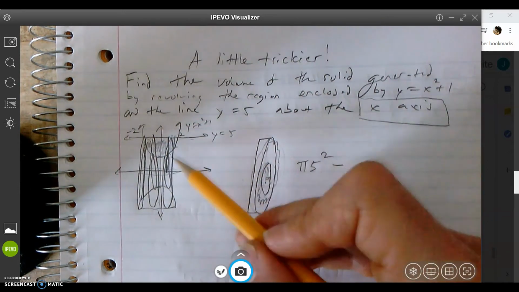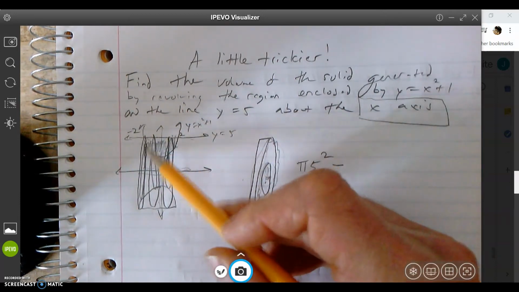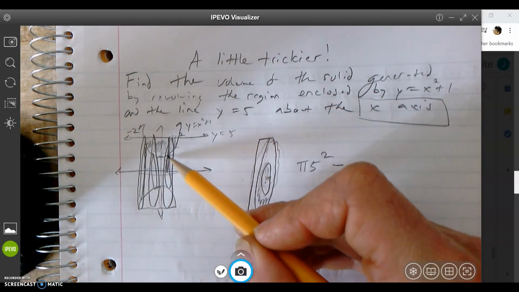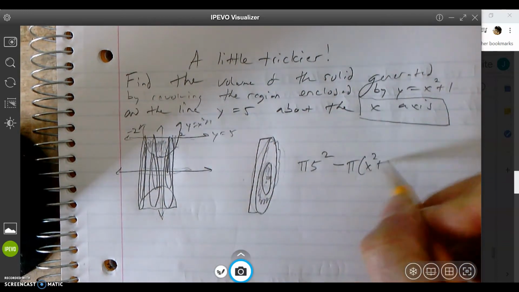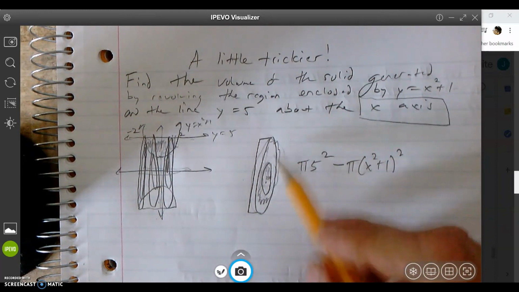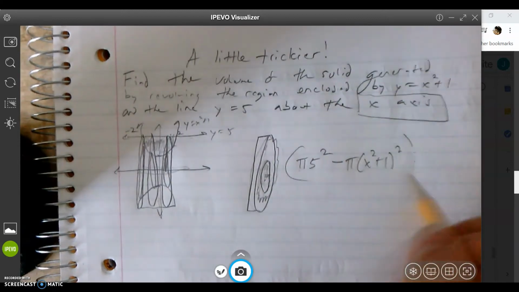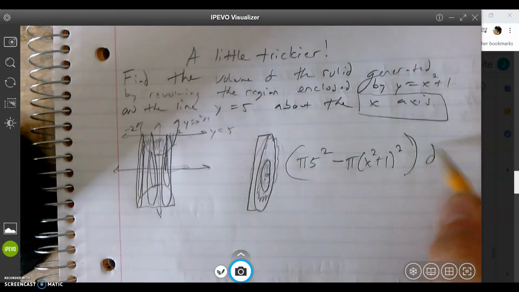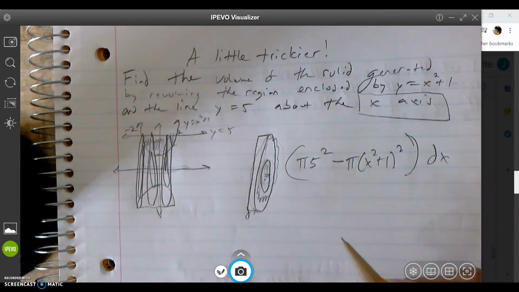I'm going to take that out. So the small circle, the radius of that is everything that's underneath this parabola. So that would be the parabola. Pi times x squared plus 1, squared. And so this is the area of the base right here, this face right here. All this needs to be times what? Oh yeah, dx, because that's the width right there, the infinitely small width.